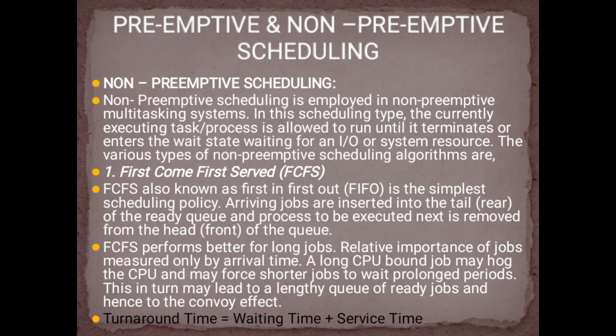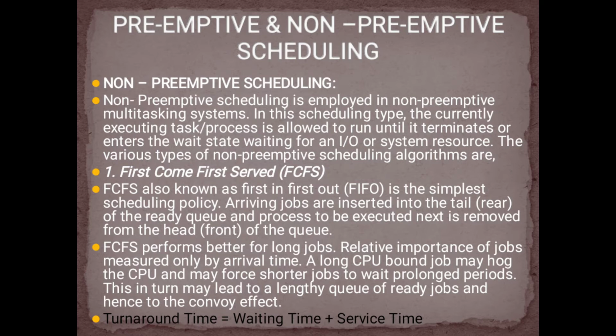Non-preemptive scheduling means if two or three tasks have to be done, one of the tasks is done first and it should not be disturbed by anyone. It should not be disturbed by any other process. That is non-preemptive scheduling. In that also so many types are there. Let me discuss them one by one.